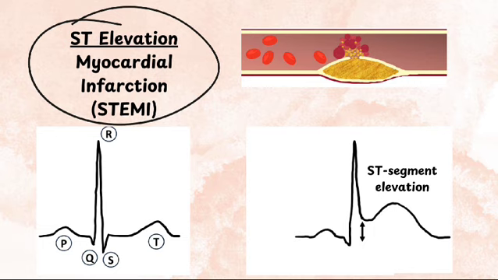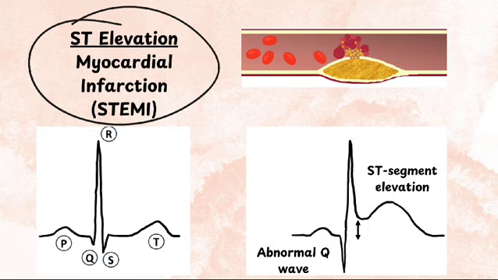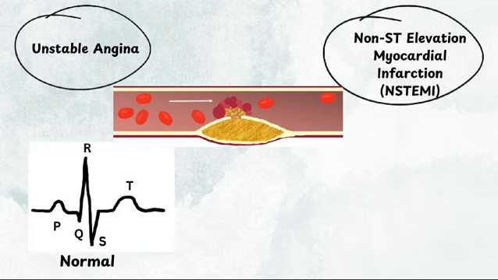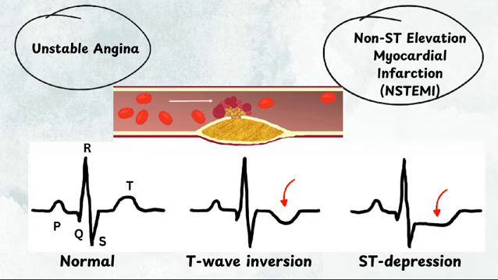Elevation or depression of the ST segment can be a sign of myocardial infarction or ischemia. Due to the extensive myocardial damage in STEMI, ST elevation will develop. This is followed by the development of abnormal Q waves. In unstable angina and NSTEMI, the ECG can be normal or may show T wave inversion or ST segment depression. However, there is no ST segment elevation.